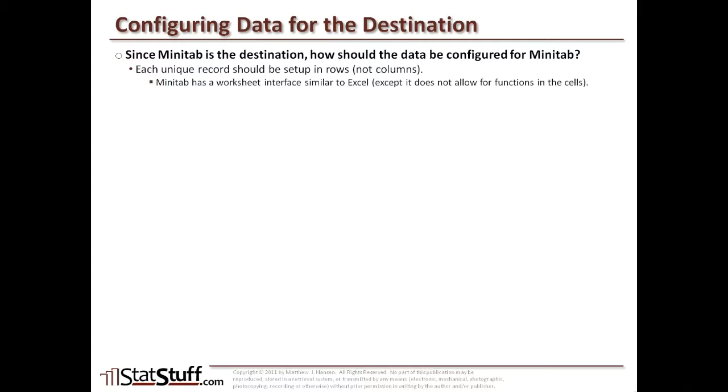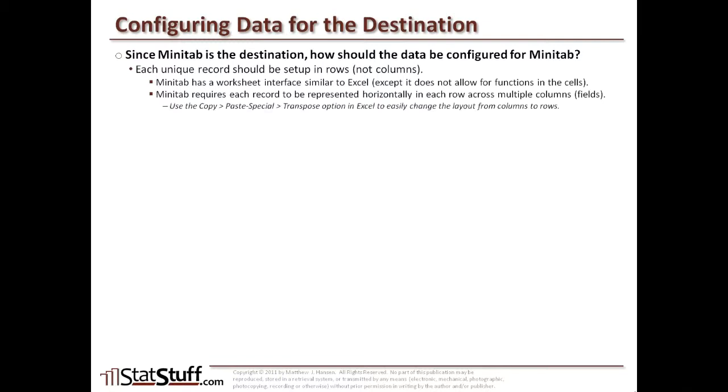Now, Minitab has a worksheet interface that's really similar to Excel. The only difference is that in the worksheet interface, where it looks like the grid that you would normally see in Excel, Minitab does not allow for the functions that you might perform on the data within the cells. Minitab requires that each of the records be represented horizontally in each row, going across multiple columns or fields. Now, if your data happens to be set up in columns, there is a way that you could take your data and transpose it within Excel. And let me show you how to do that.